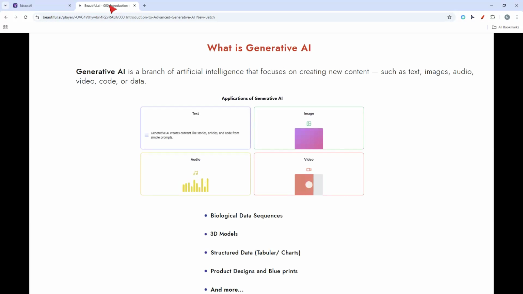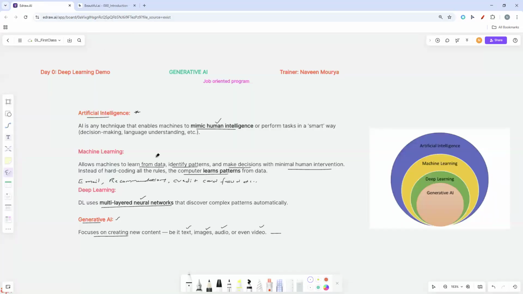So text, images, audio, and video are not only the capabilities of generative AI. We are using generative AI in most of the fields today. All right, so this is all about it.